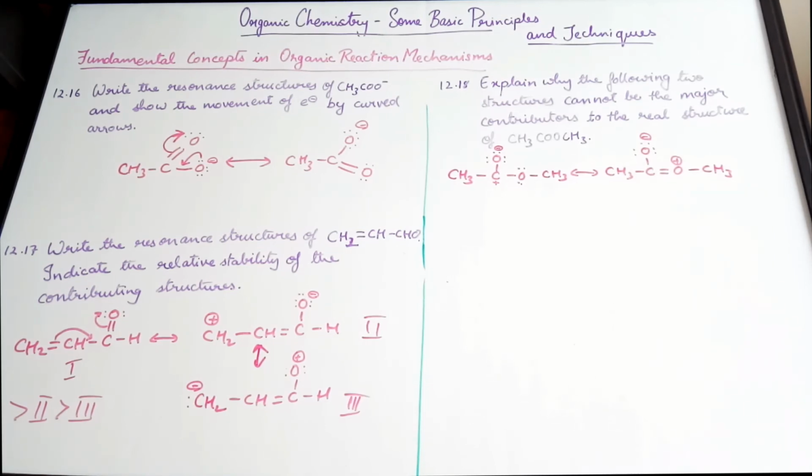Now in the first structure, you also have a carbon atom which has an incomplete octet, and if you remember when we discussed resonance structures and their stability, one of the rules, the fourth rule, was that all the atoms in the molecule should have a complete octet. Because of that, the two structures which are given cannot be considered as contributors to the real structure of CH3COOCH3.